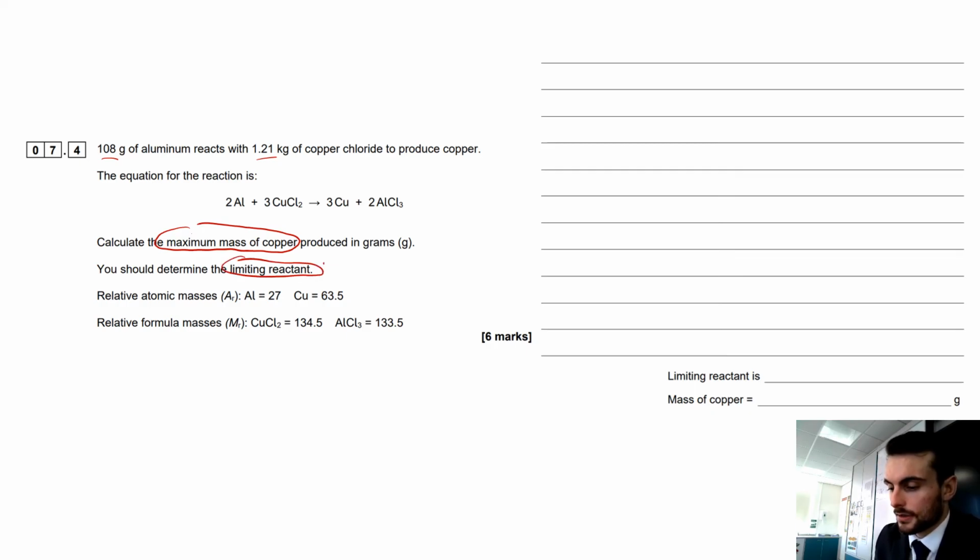So first off, the limiting reactant is the thing that is going to limit the amount of mass that's produced in the end. So the one that's in the least supply. So the opposite of excess.